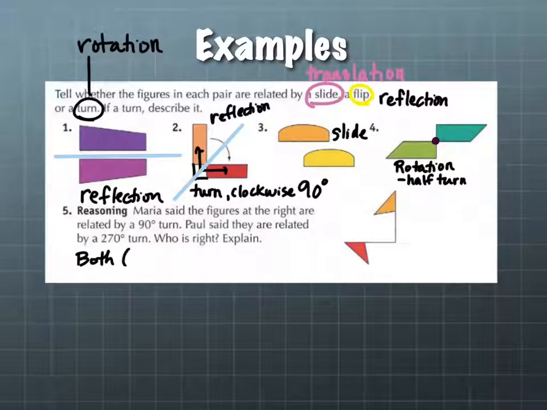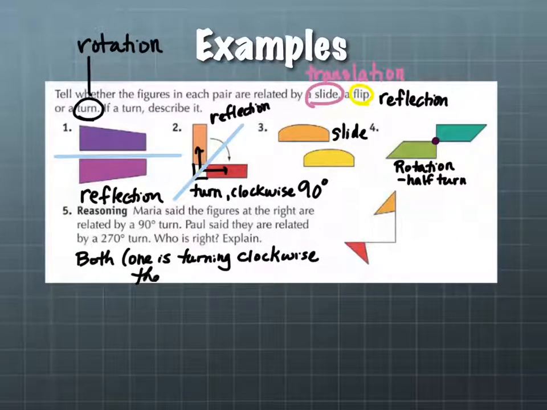So one is turning counterclockwise. The other clockwise. Is there any other possibility of what they could be doing that you see?